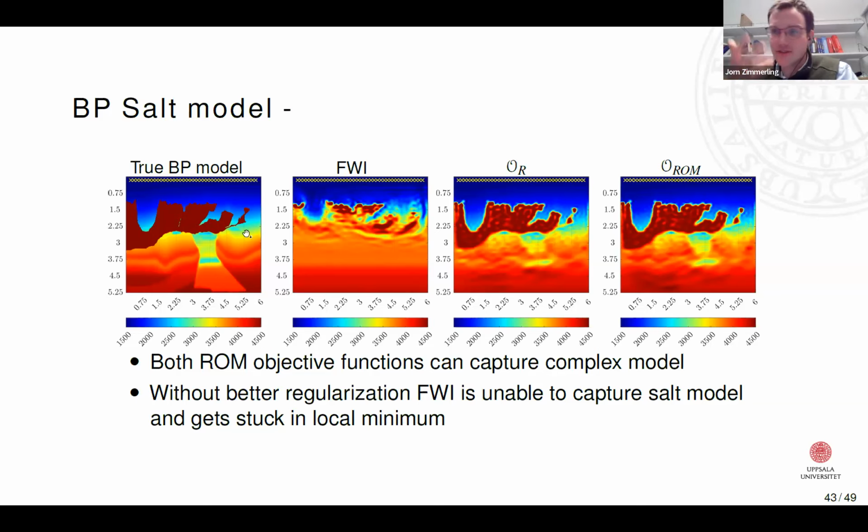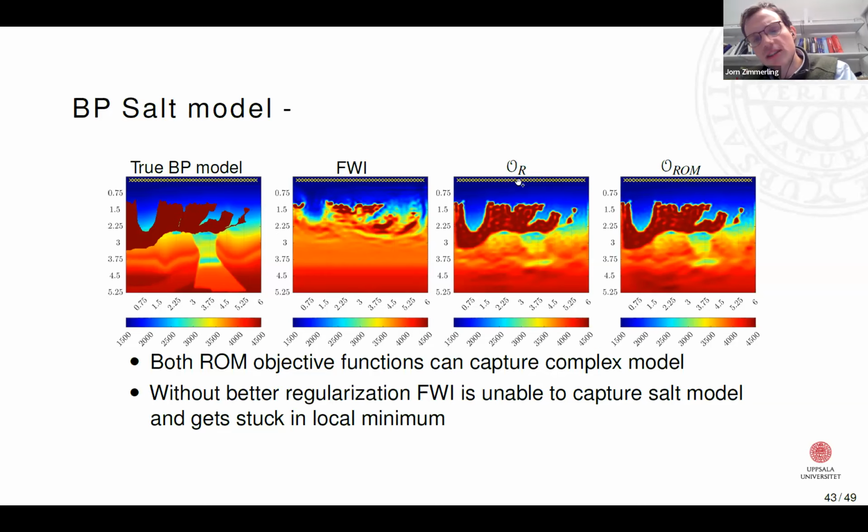So here we have the BP salt model with a thick salt layer, which is hard. It's hard because the Camembert problem also was hard. It's a large, fast inclusion. And if you don't do a good job of regularizing, if you just use Tikhonov regularization, FWI will only get the top of this salt inclusion. However, by matching internal solutions with a reduced order model or using the operator ROM, you capture the main features.